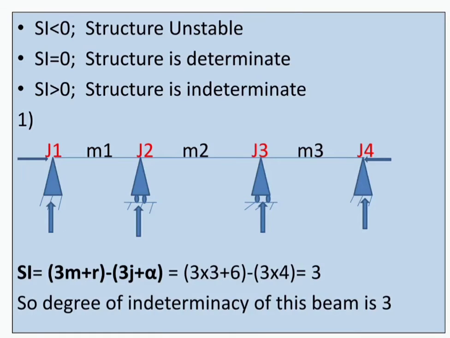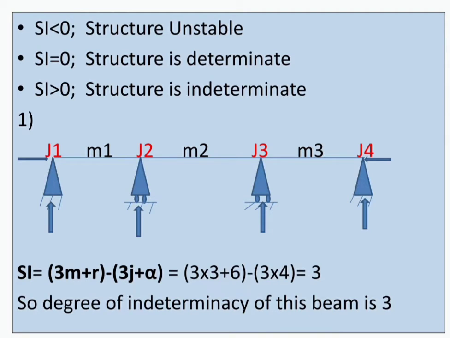So when the static indeterminacy is less than 0, then the structure is called unstable, and when the static indeterminacy is equal to 0, then the structure is called determinate, and when the static indeterminacy comes more than 0, then the structure is called indeterminate.